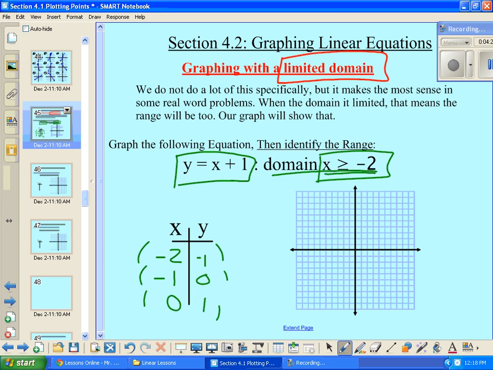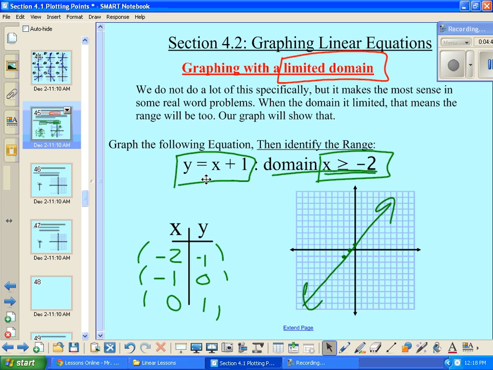Negative 2, negative 1 means left 2, down 1. Negative 1, 0 is right here. 0, 1 is right here. So now one more thing to consider though. Again, when we graphed before, I would just draw a line through those 3 points, and there'd be the graph of my equation.